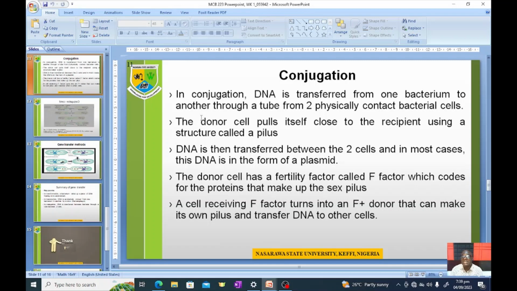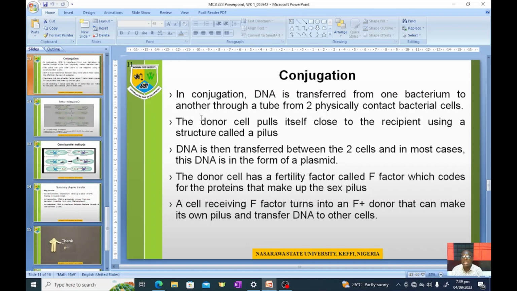Conjugation is the last of the three modes of gene transfer. In conjugation, DNA is transferred from one bacterium to the other through a tube between two physically contacting bacterial cells. Get the difference? In this case of conjugation, the transfer is made between two physically contacting bacterial cells. This is different from the other two methods. In the summary, I will bring out those differences in the three processes.